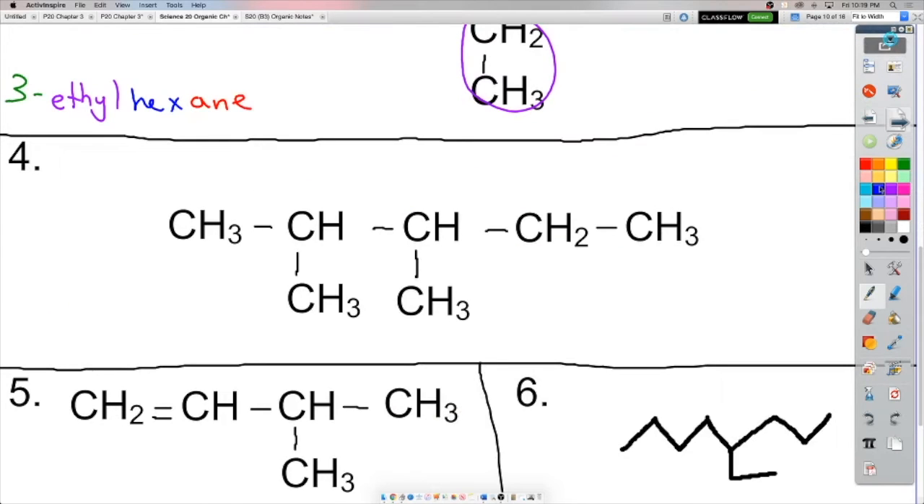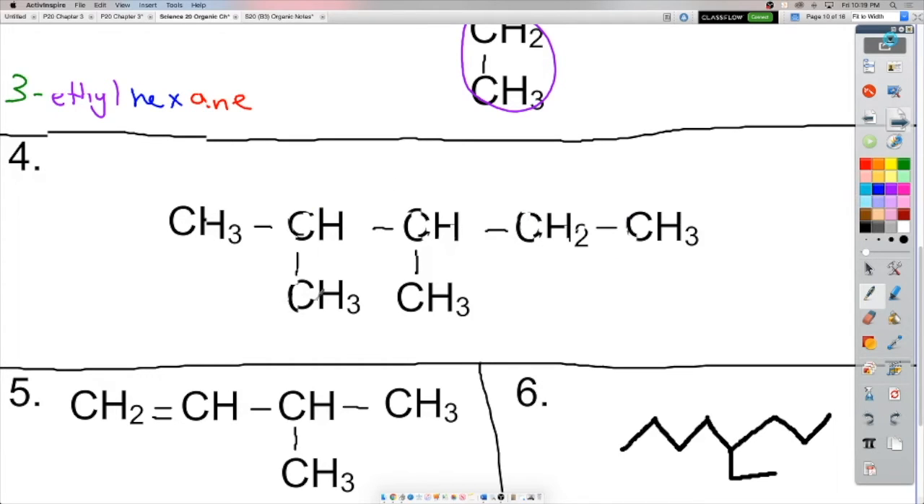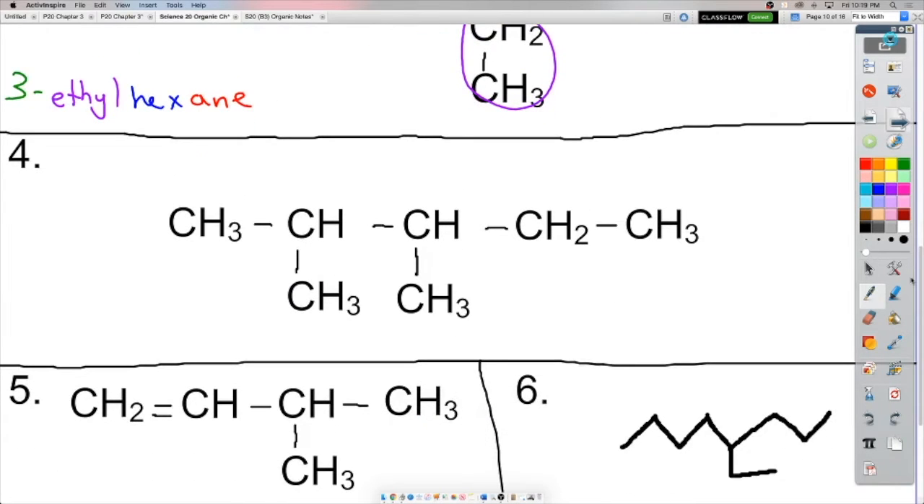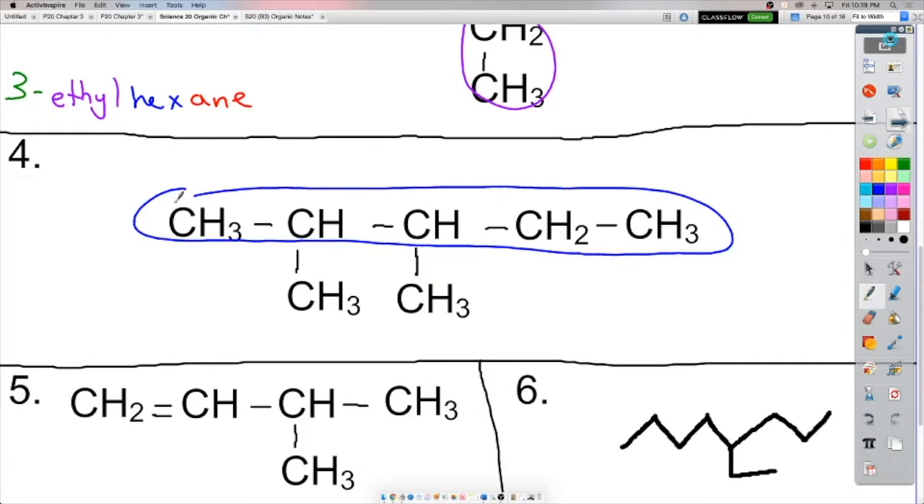Okay, looking at this one. So first things first, always find the longest parent carbon chain, right? Circle that. So we got 1, 2, 3, 4, 5. If we go this way, 1, 2, 3, 4, 5. Okay, looks like no matter what, it's going to be 5, right? We could even go 1, 2, 3, 4, 1, 2, 3, 4. Definitely 5 is the longest. Okay, so what does that tell us? So 5 carbons in the parent chain. That's going to give us pent.